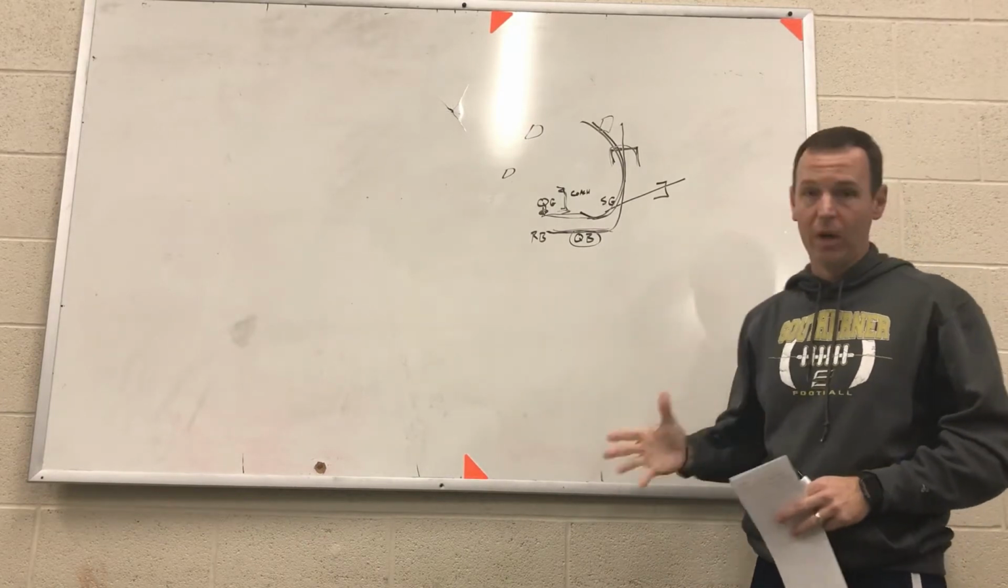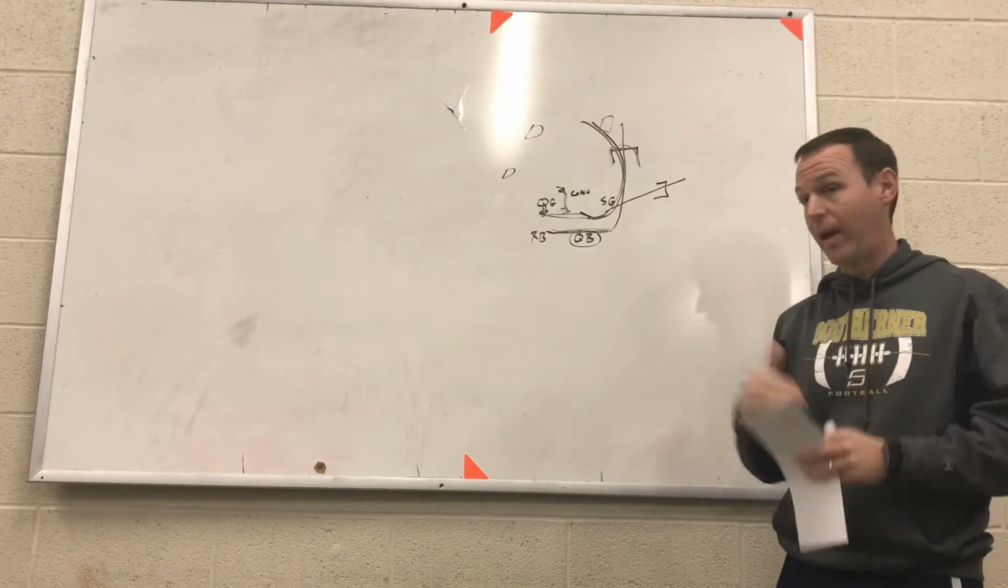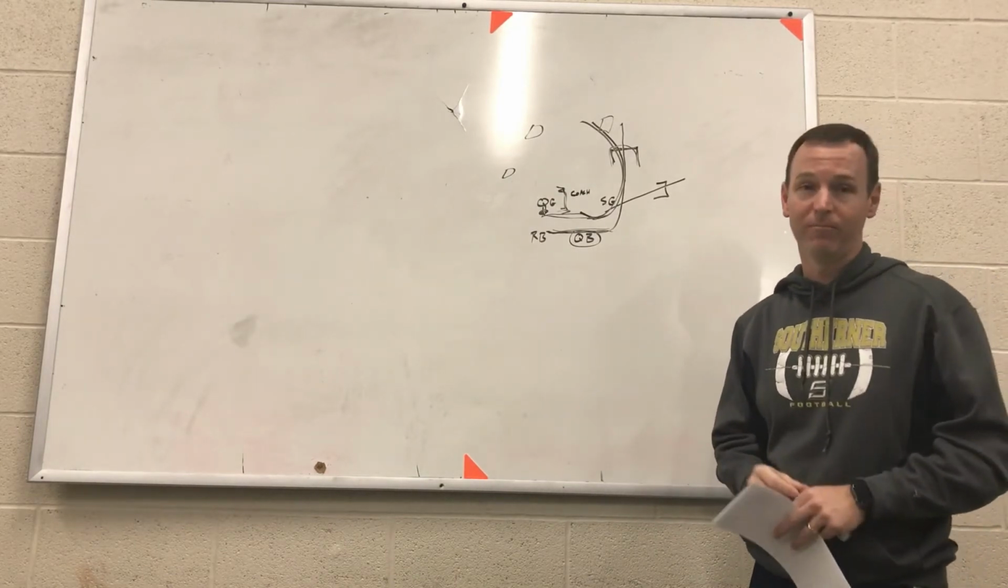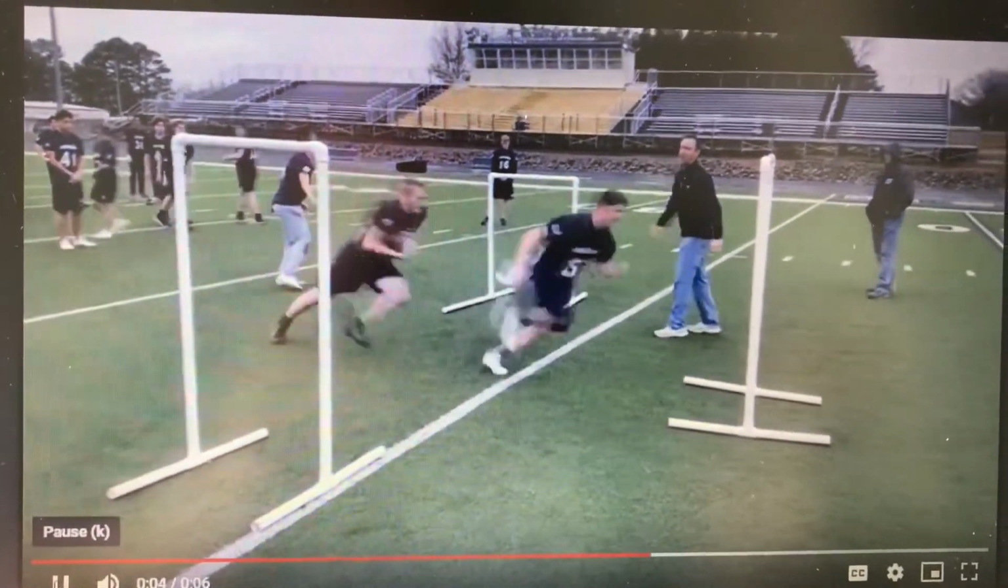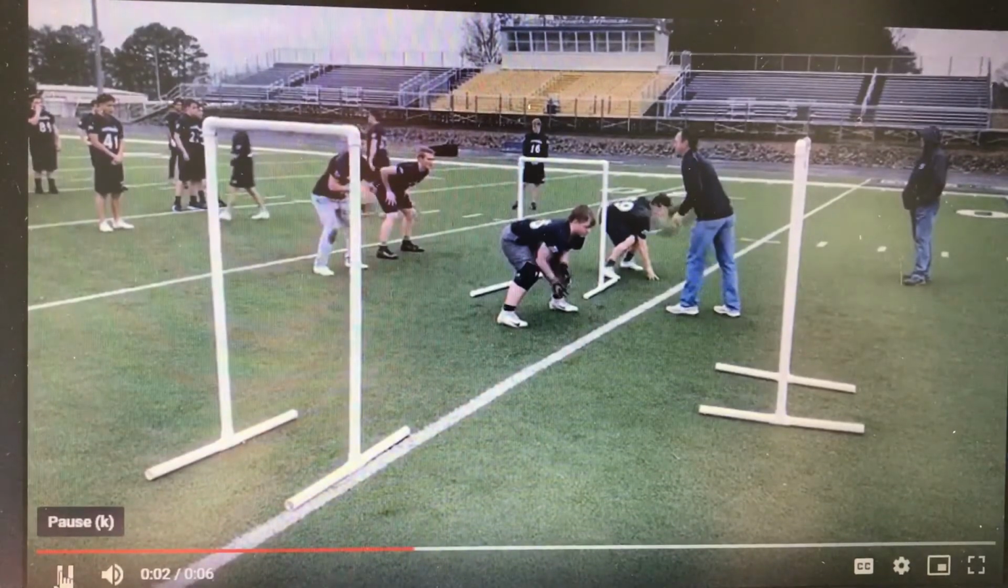And the other big coaching point is that towel. It sounds simple, but we want our running back as close to our guard as possible on buck sweep at all times. Okay, here's our hurdle drill. You see it really fast the first time. Here it is slowed down.